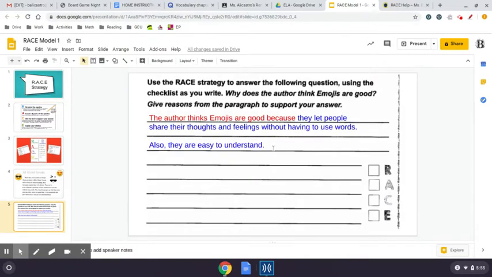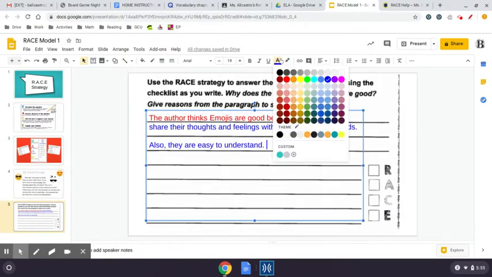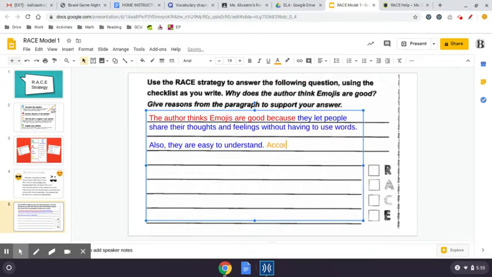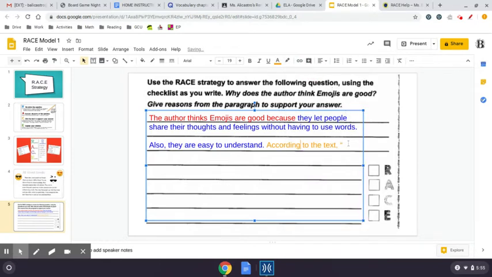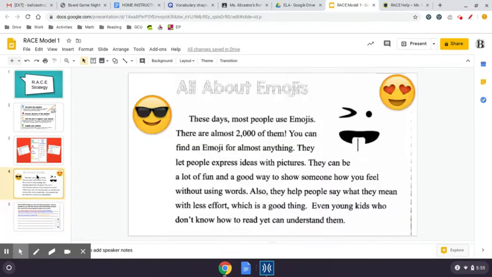So according to the text, and then I know I need to put quotation marks because the words I'm using next are not my own. They're coming from the text. So according to the text, let's see, what piece of evidence here would support my answer? I say that they let people say how they're feeling and say what they mean without having to use words, and they're easy to understand.